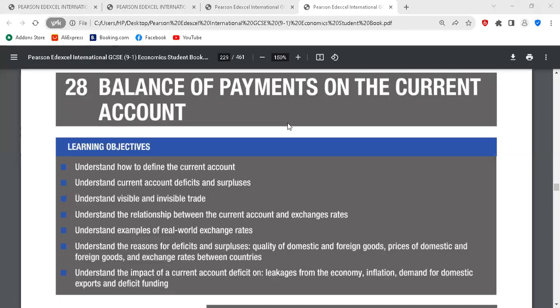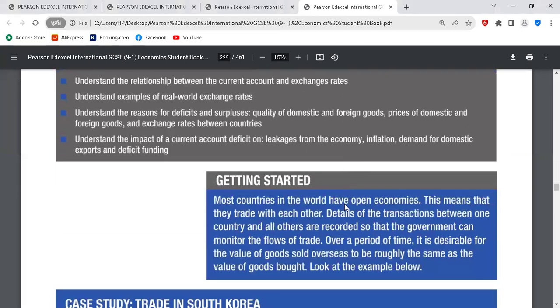Chapter 28, balance of payments on the current account. We're talking about balance of payments, BOP. It represents the records of all a country's international transactions. All of Libya's international transactions, the record of Libya's international transactions, is called the balance of payments. That means in terms of trade, goods and services.